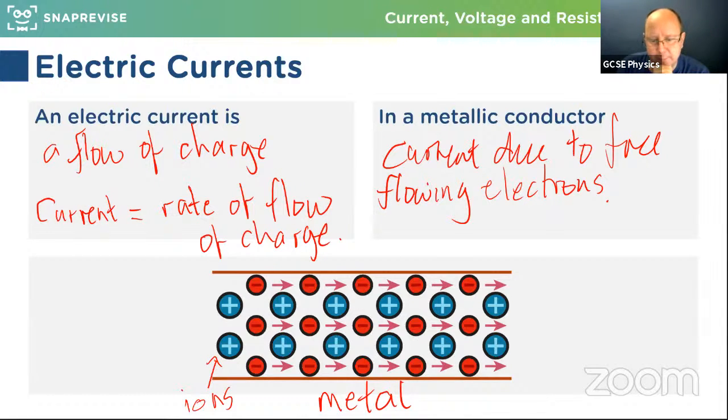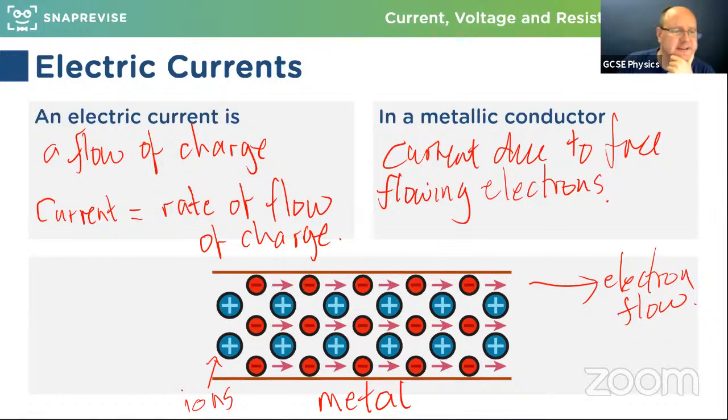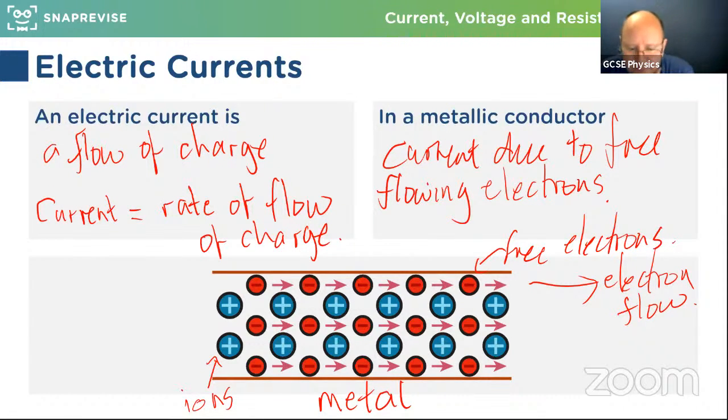So if we put some kind of force on those electrons, we're going to make them move in a particular direction. Those electrons here are traveling from left to right. There's the direction of the electron flow. These little negative things, there are free electrons, sort of red dots with a minus sign on them. So the electron flow is going from left to right.